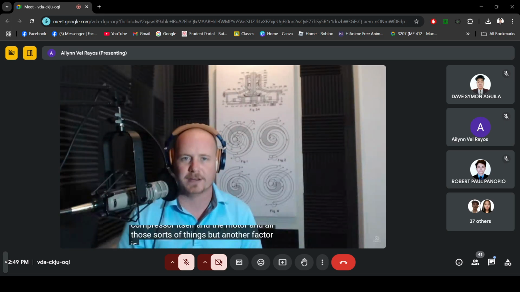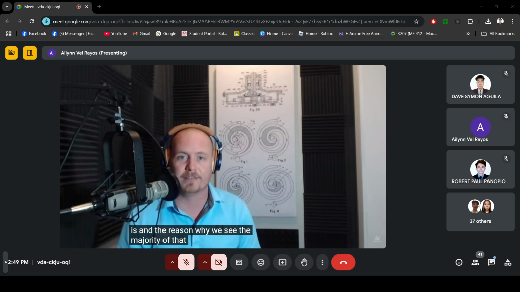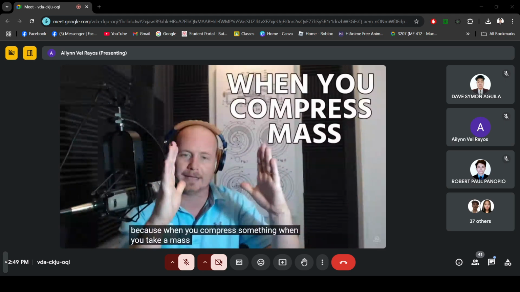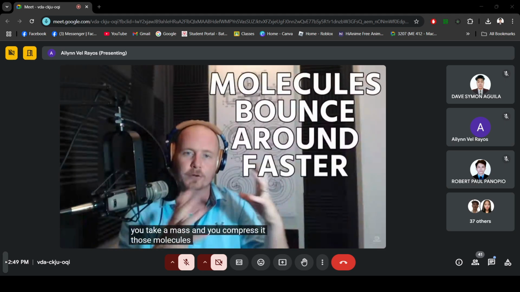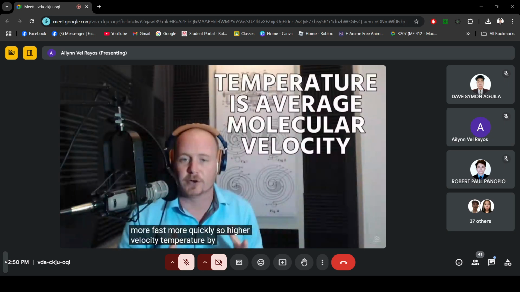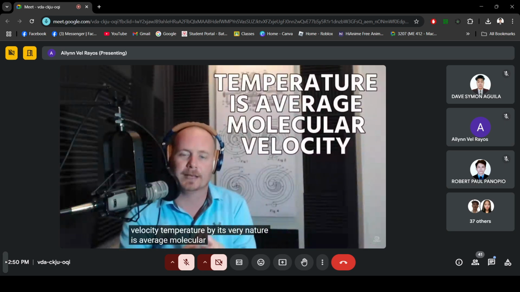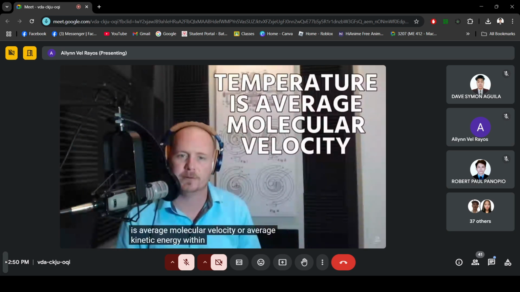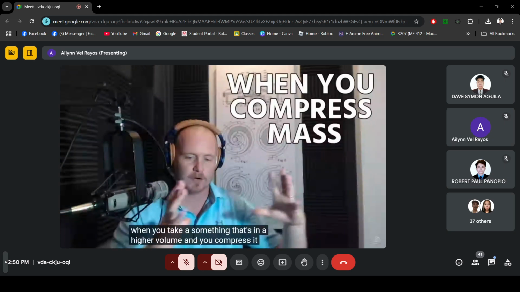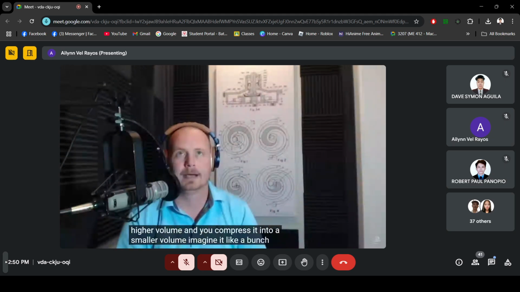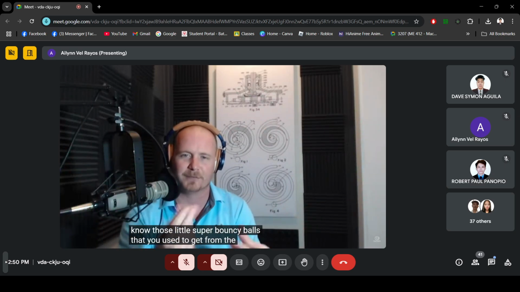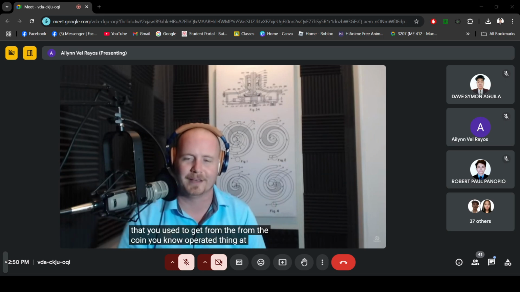But another factor is, and the reason why we see the majority of that temperature increase is because when you compress something, when you take a mass and you compress it, those molecules bounce together more quickly. So higher velocity. Temperature, by its very nature, is average molecular velocity or average kinetic energy within a substance. And so when you take something that's in a higher volume and you compress it into a smaller volume, imagine it like a bunch of ping pong balls or a bunch of those little super bouncy balls that you used to get from the coin operated thing at the grocery store.